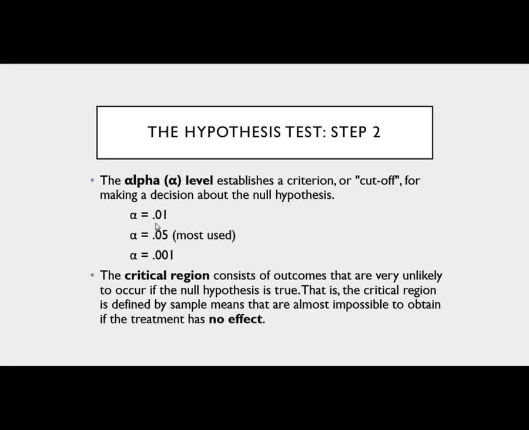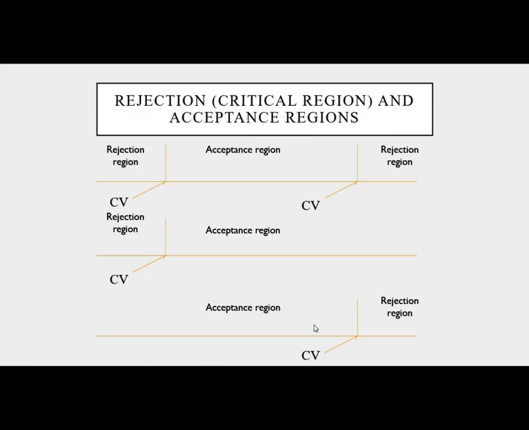We can have alpha equal to 0.01, or alpha equal to 0.05, which is the one most used, and then alpha equal to 0.001. And the critical region consists of outcomes that are very unlikely to occur if the null hypothesis is true. That is, the critical region is defined by sample means that are almost impossible to obtain if the treatment has no effect. Now I know this still sounds like crazy talk right now, so I'm going to just keep going and try to make it clearer.